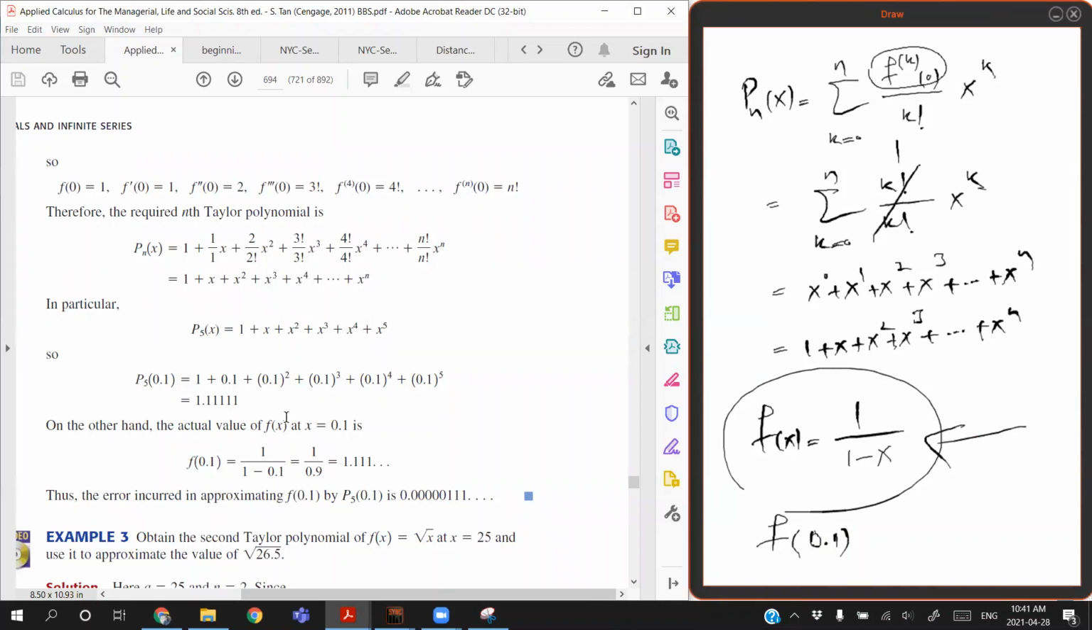However, if you have a function like e to the power of x, or a function like sine x, cosine x, tangent x, it makes a lot of sense to try to figure out the values of these functions using a polynomial rather than the original function. And if you're using a high order polynomial, like the calculators and computers do, then you get a very good approximation. Like in this case, the error incurred in approximating f of 0.1 using this fifth order polynomial is a very, very small error.